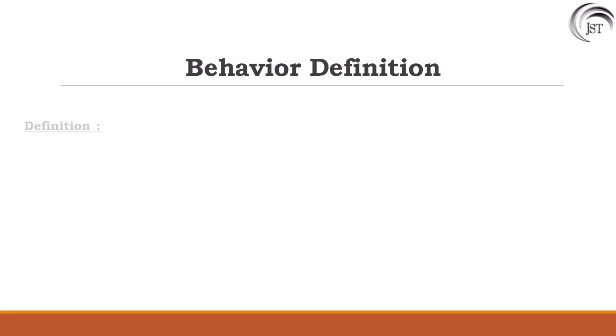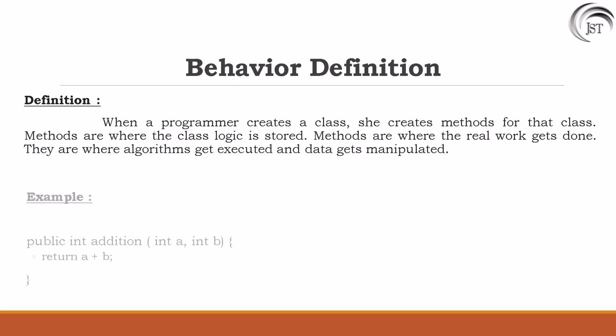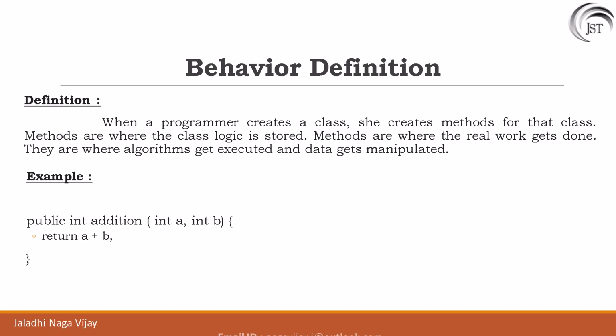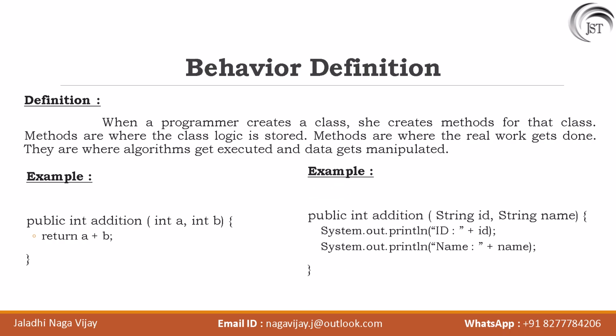Let's discuss today's topic. Today's topic is the behavior definition. Behavior means methods. When a programmer creates a class, she creates methods for that class. Methods are where the class logic is stored. Methods are where the real work gets done. They are where algorithms get executed and data gets manipulated. This is the behavior definition.